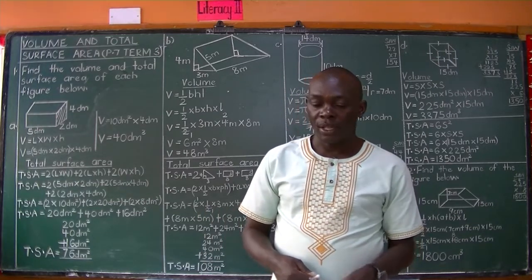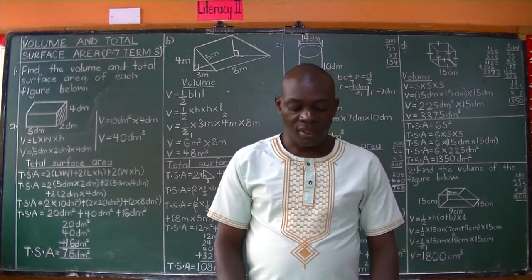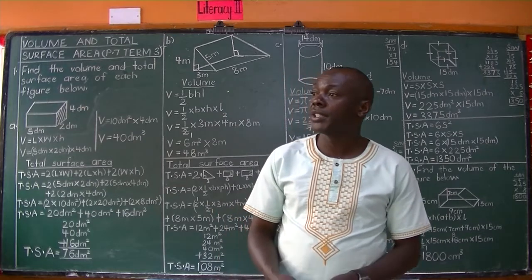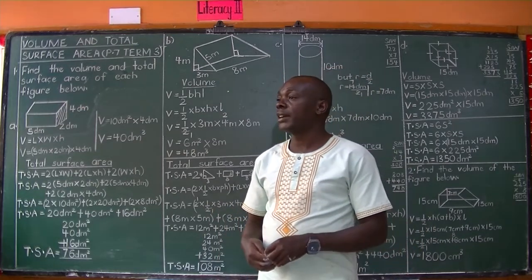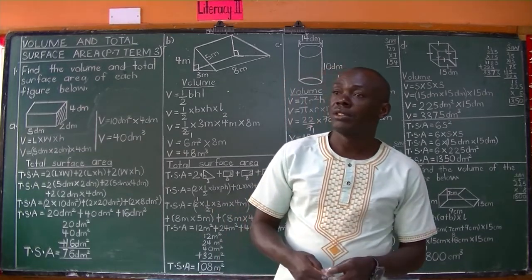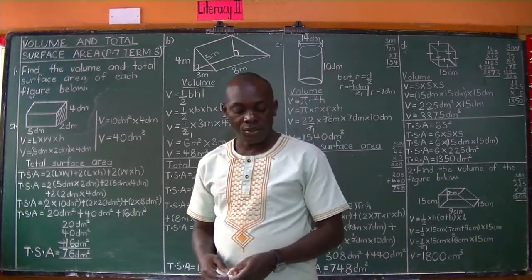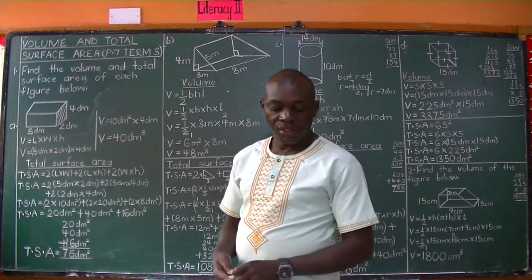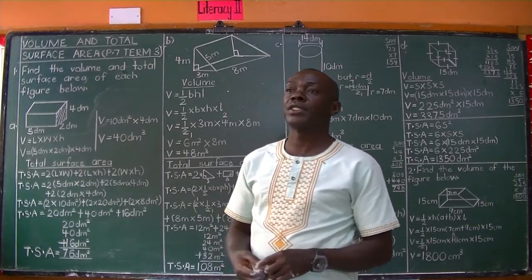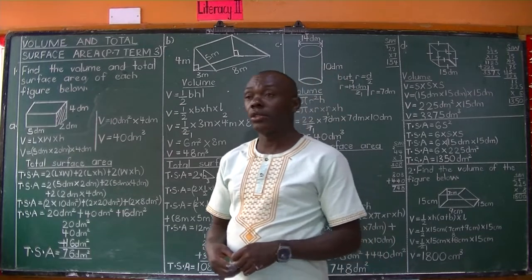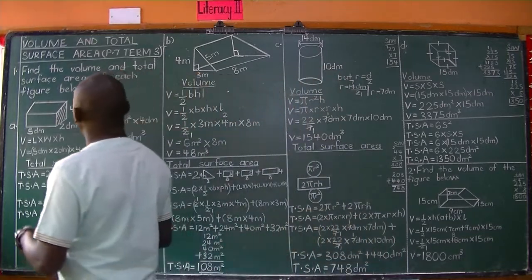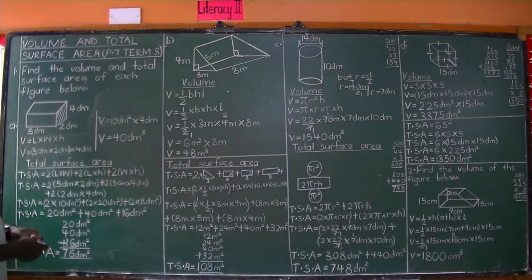So we can then find the total surface area of the same prisms, that is the total area of all the faces of that particular prism in question. When you watch this lesson, you will be able to answer all the activities from page 41 all the way to 48 of our book, that is P.7 term 3. So please follow these examples, then you'll be able to answer all those activities.